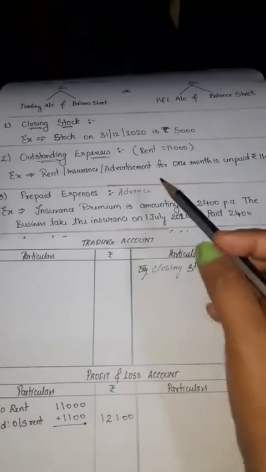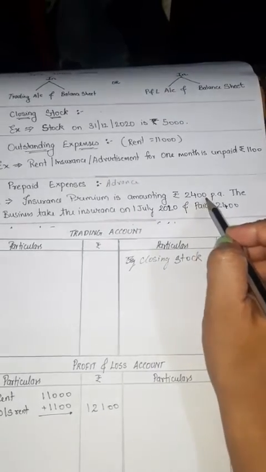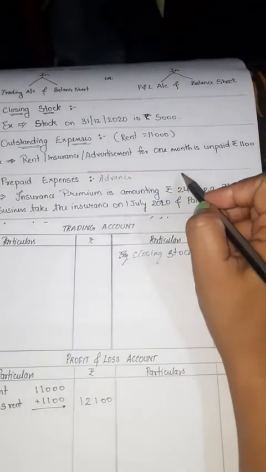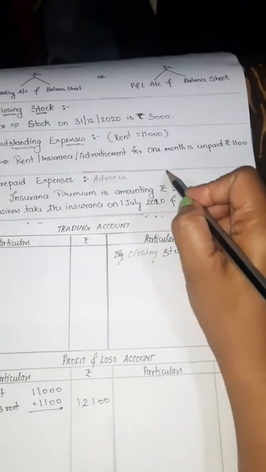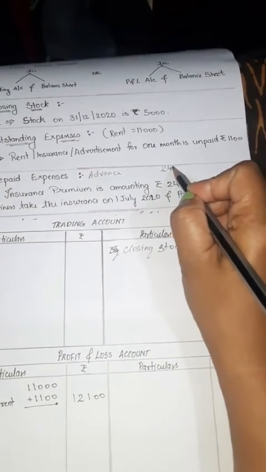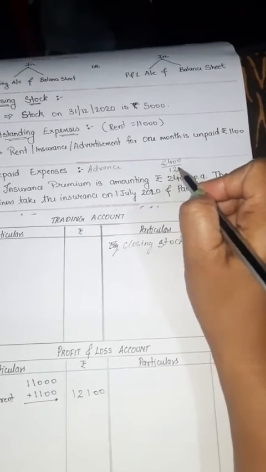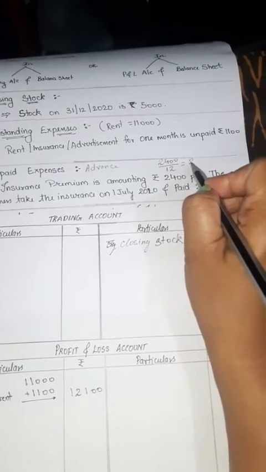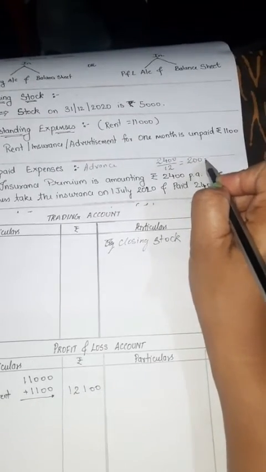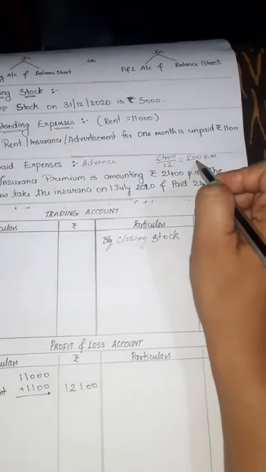So children, what you have to understand is that 2,400 is paid per year. In 1 year you are paying 2,400. So for 1 month, how much are you paying? To calculate for 1 month, you have to divide it by 12. So you will get that you are paying 200 per month. For 1 month, you are paying 200.